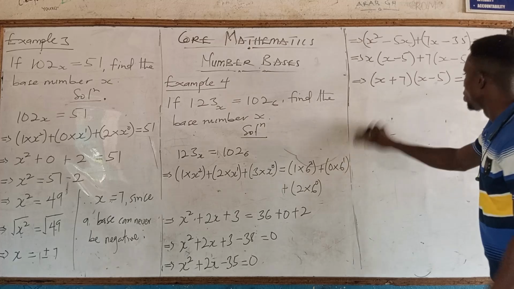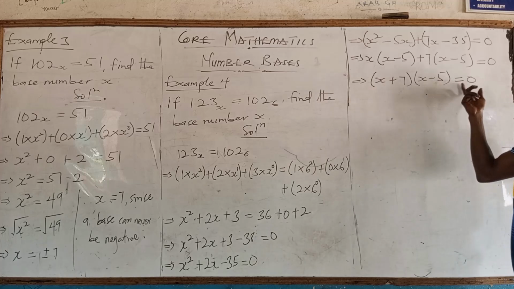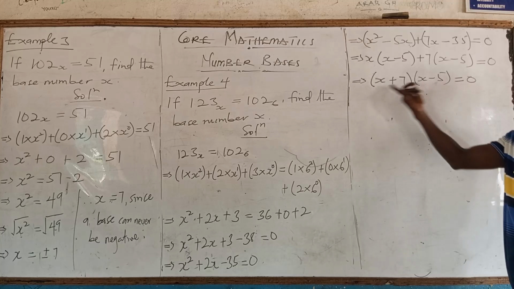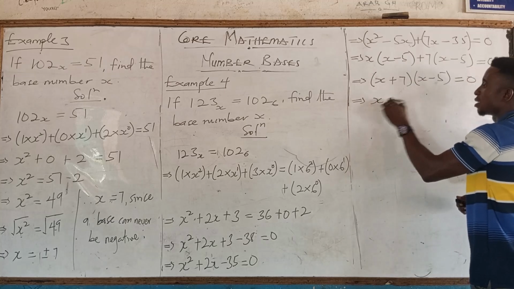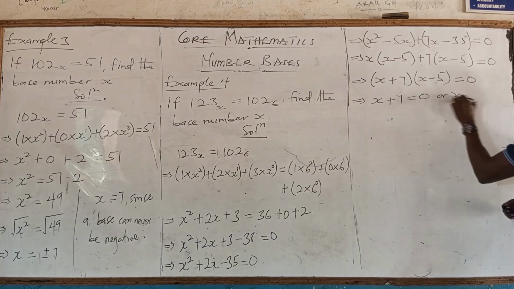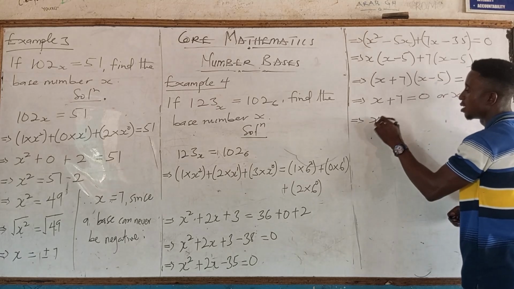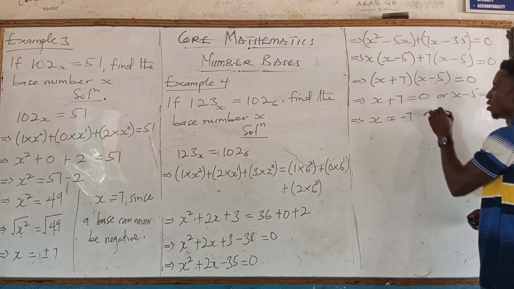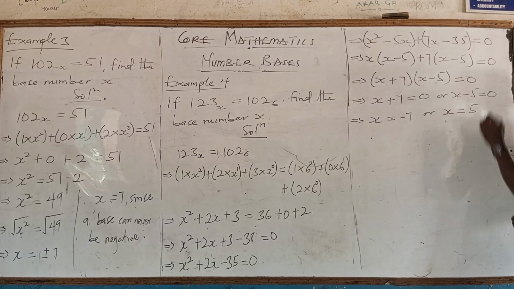So let's see. Having the same idea: a product, this one multiplying this, and the answer is 0. So it's either this that is 0 multiplying this one to get 0, or this that is 0 multiplying this one to get 0. So this will give us x plus 7 is 0, or x minus 5 is 0. Solving this, x is equal to negative 7, or x is equal to positive 5.